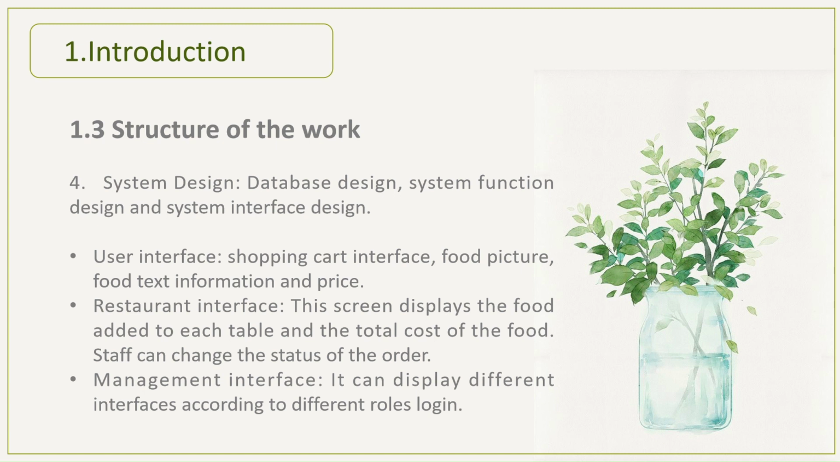And then restaurant staff can check the user's order through another interface. This interface is the restaurant interface. This screen displays the food added to each table, and also the total cost of the food. And when the order is completed, the staff can use the button to change the status of the order, like completed or not completed.